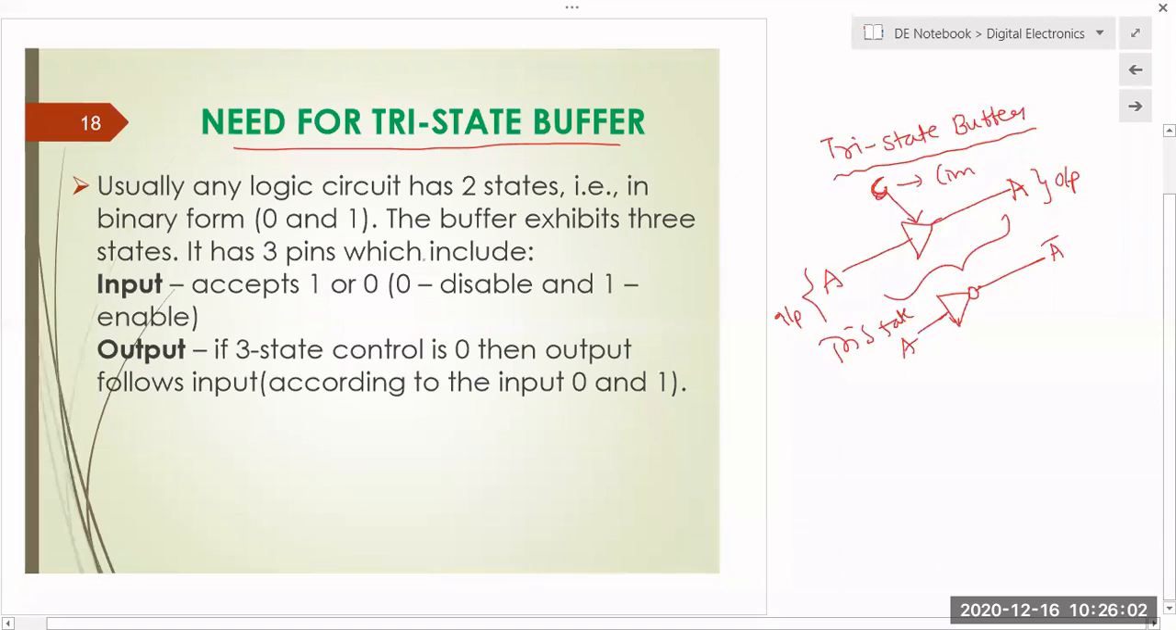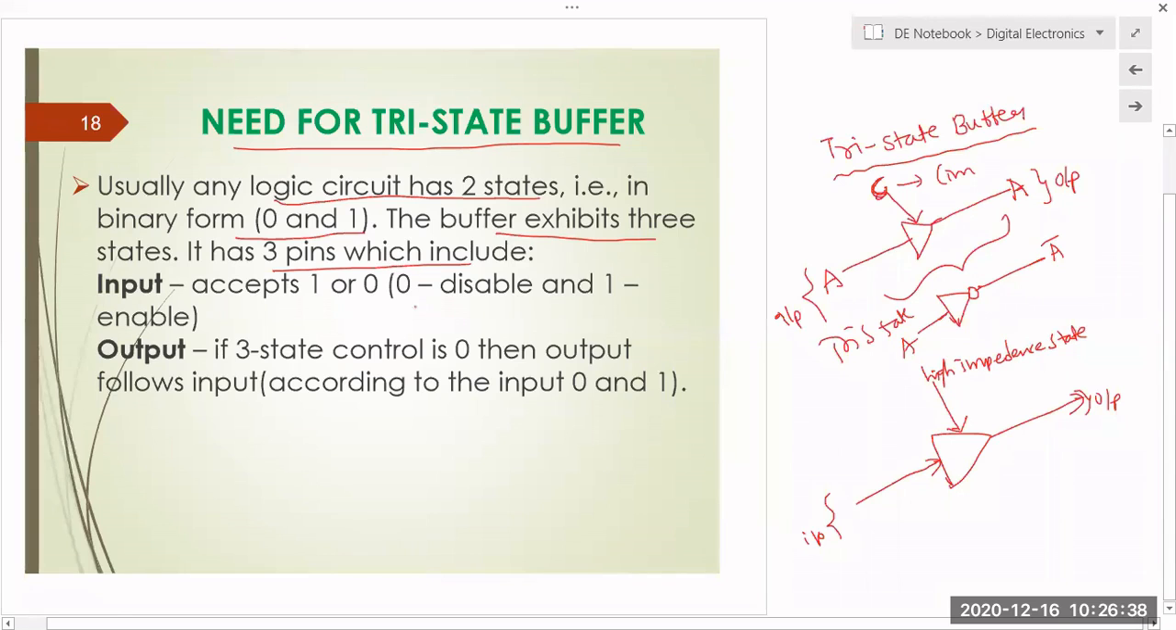We'll discuss it. Usually any logic circuit has 2 states, that is 0 and 1. The tri-state buffer exhibits 3 states. It has 3 pins. Generally any circuit has an input state and then an output state, but here the buffer has one more state, called the high impedance state.